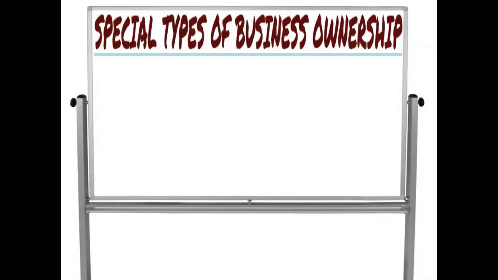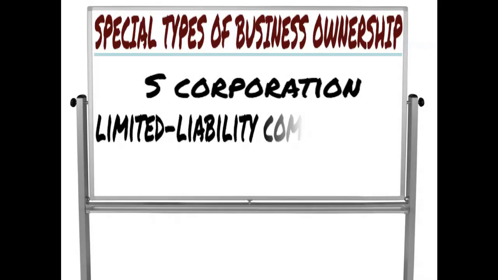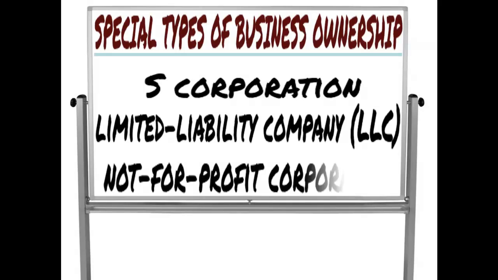Some entrepreneurs choose other forms of organization to meet their special needs. Among these are the S corporations, the limited liability companies, and the not-for-profit corporations. If a corporation meets certain requirements, its directors may apply to the Internal Revenue Service for status as an S corporation. An S corporation is a corporation that is taxed as though it were a partnership.